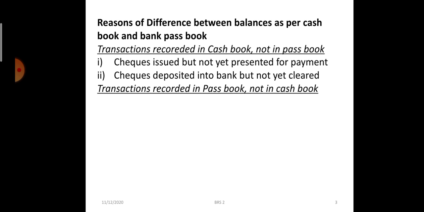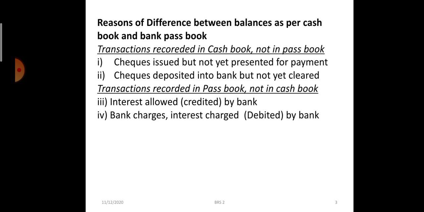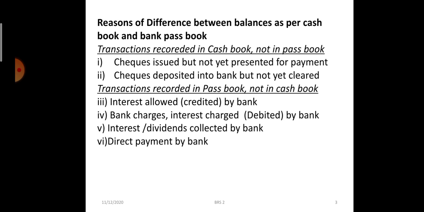Now there are a few transactions which are recorded in passbook but not in cash book, like interest allowed by bank. The accountant does not have the information, so he has not recorded it in our cash book. Bank charges, interest charged, debited by bank. It is recorded in the passbook but we have not recorded it in cash book. Interest and dividend collected by bank, due to non-information, we have not recorded in cash book. On our standing instructions, the bank may have paid our insurance premium or any other expenses. It is recorded in passbook but not in cash book.